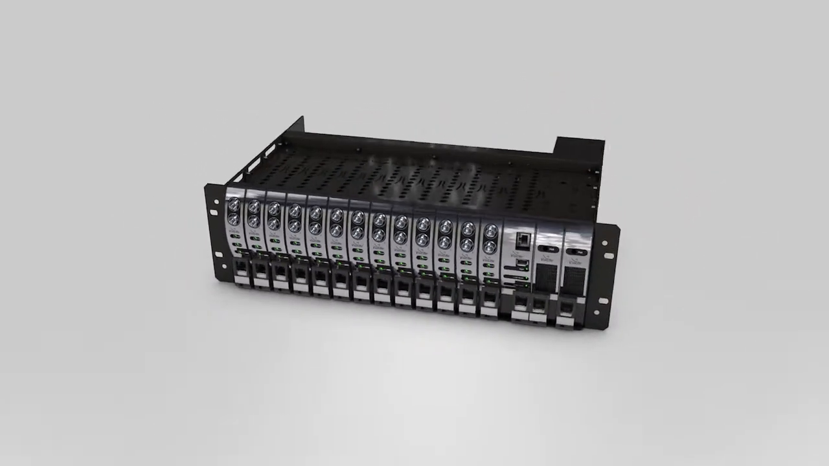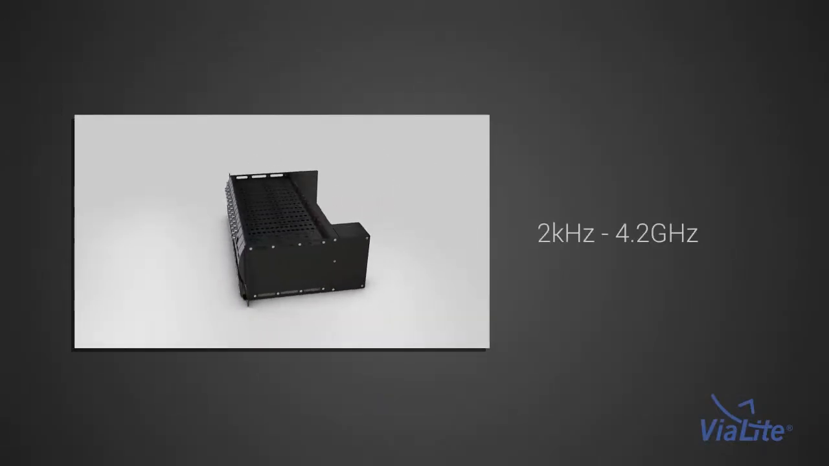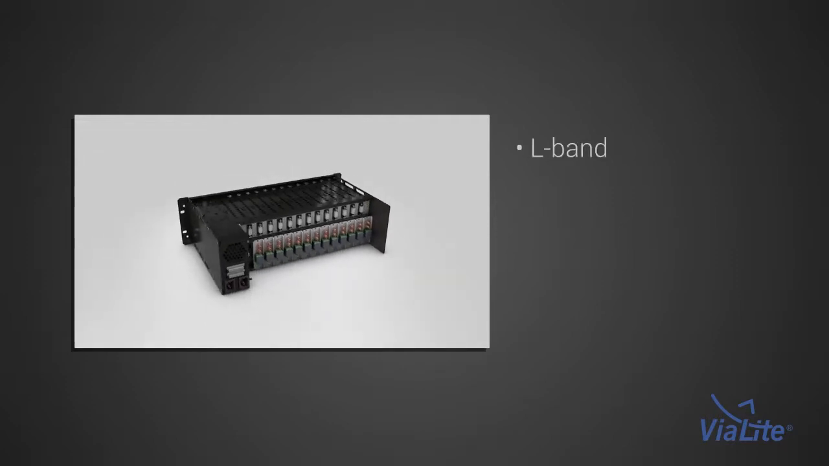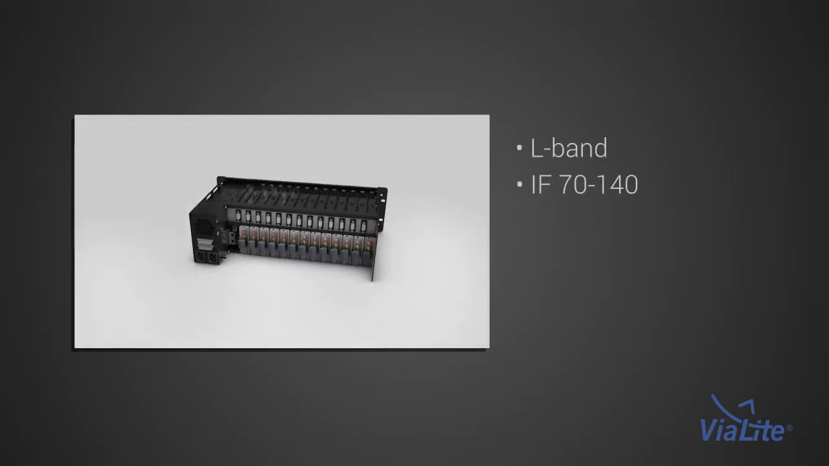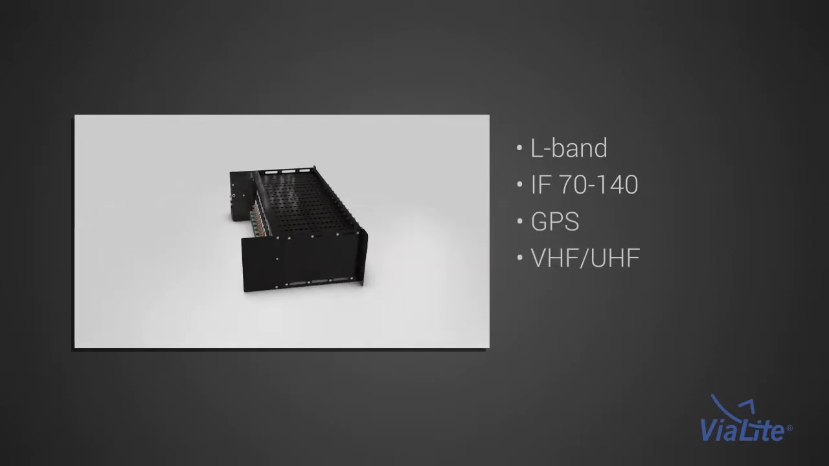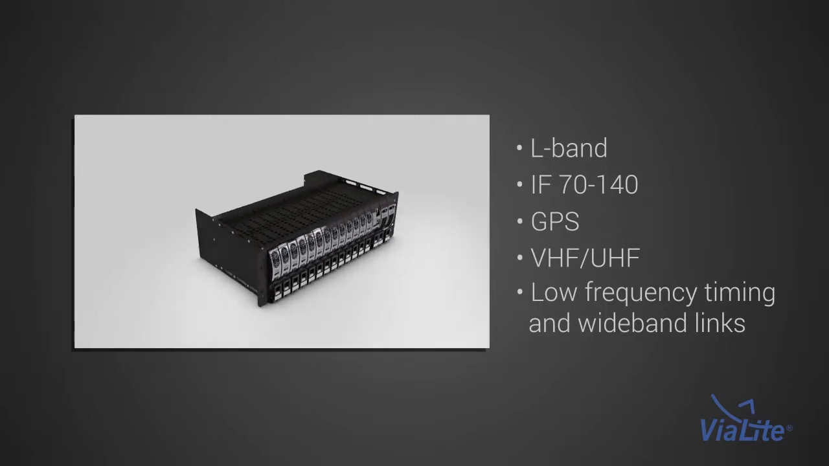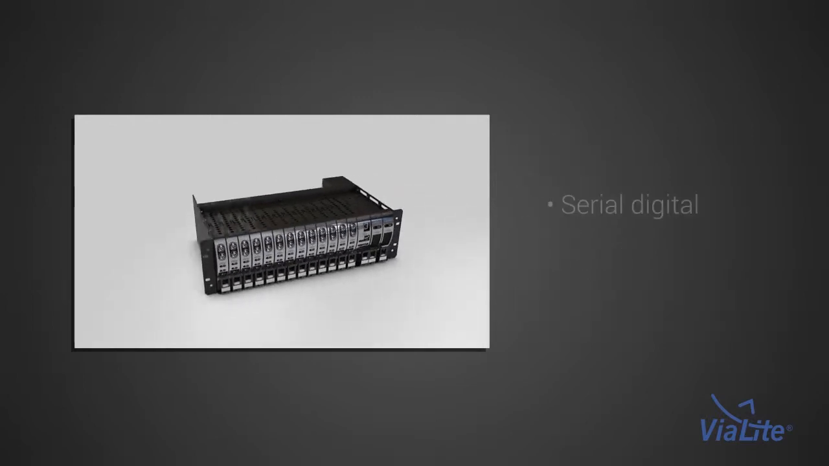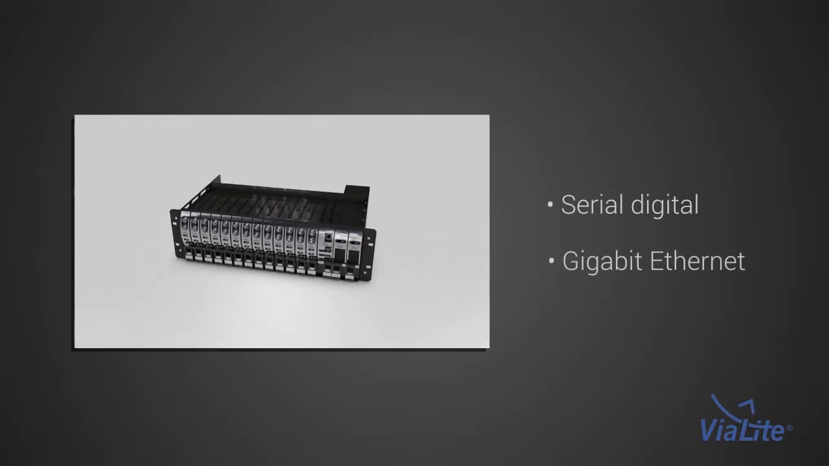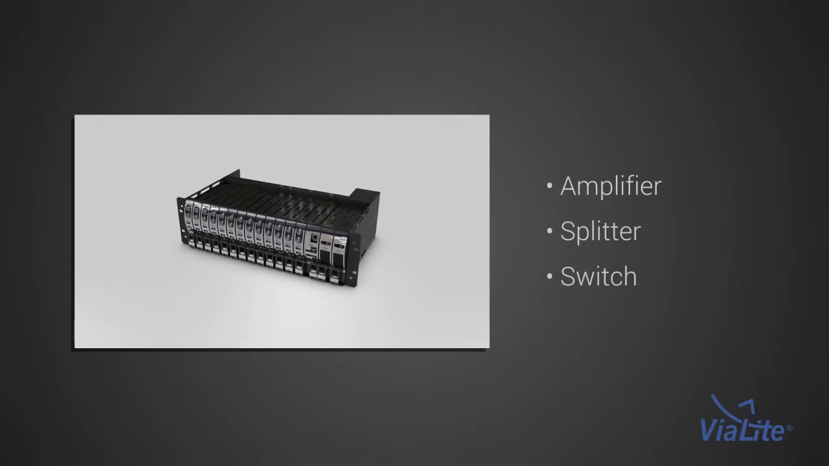ViaLite HD RF modules range in frequency from 2 kHz to 4.2 GHz. Available modules include L-band, IF 70 through 140, GPS, VHF, UHF, as well as low-frequency timing and wideband links. ViaLite HD also transports serial digital data and gigabit Ethernet. To enable full redundancy, amplifier, splitter, and switch modules are also available.